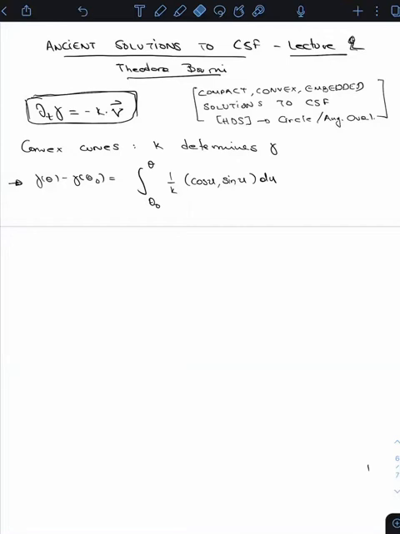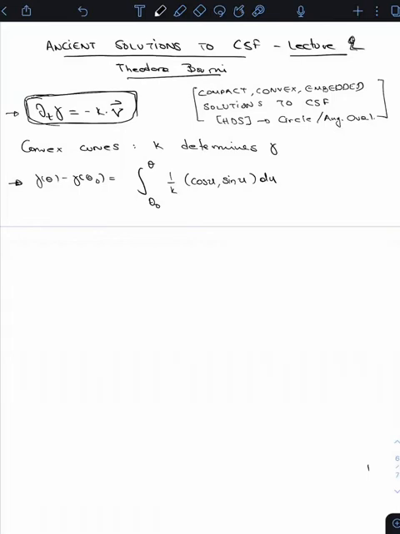Hi everyone, this is lecture 2 on ancient solutions to curve shortening flow. Let's recap what we've done last time. We defined curve shortening flow as the evolution of curves with speed equal to their curvature. This is following this equation here.